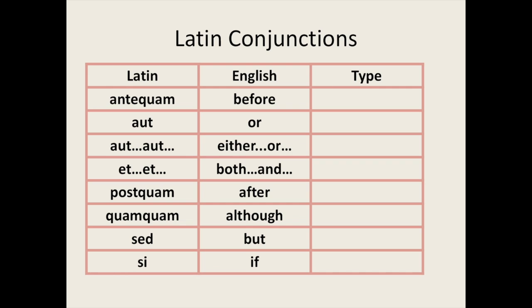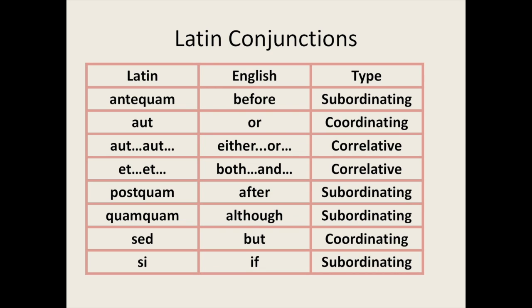Here are 8 more Latin conjunctions. Antequam, which means before; aut, which means or; the pair aut aut, which means either or; the pair et et, which means both and; postquam, which means after; quamquam, which means although; sed, which means but; si, which means if. You will notice that the types which correspond to these conjunctions have not been filled in. Pause the video and see if you can decide for each of the conjunctions if it is coordinating, subordinating, or correlative.